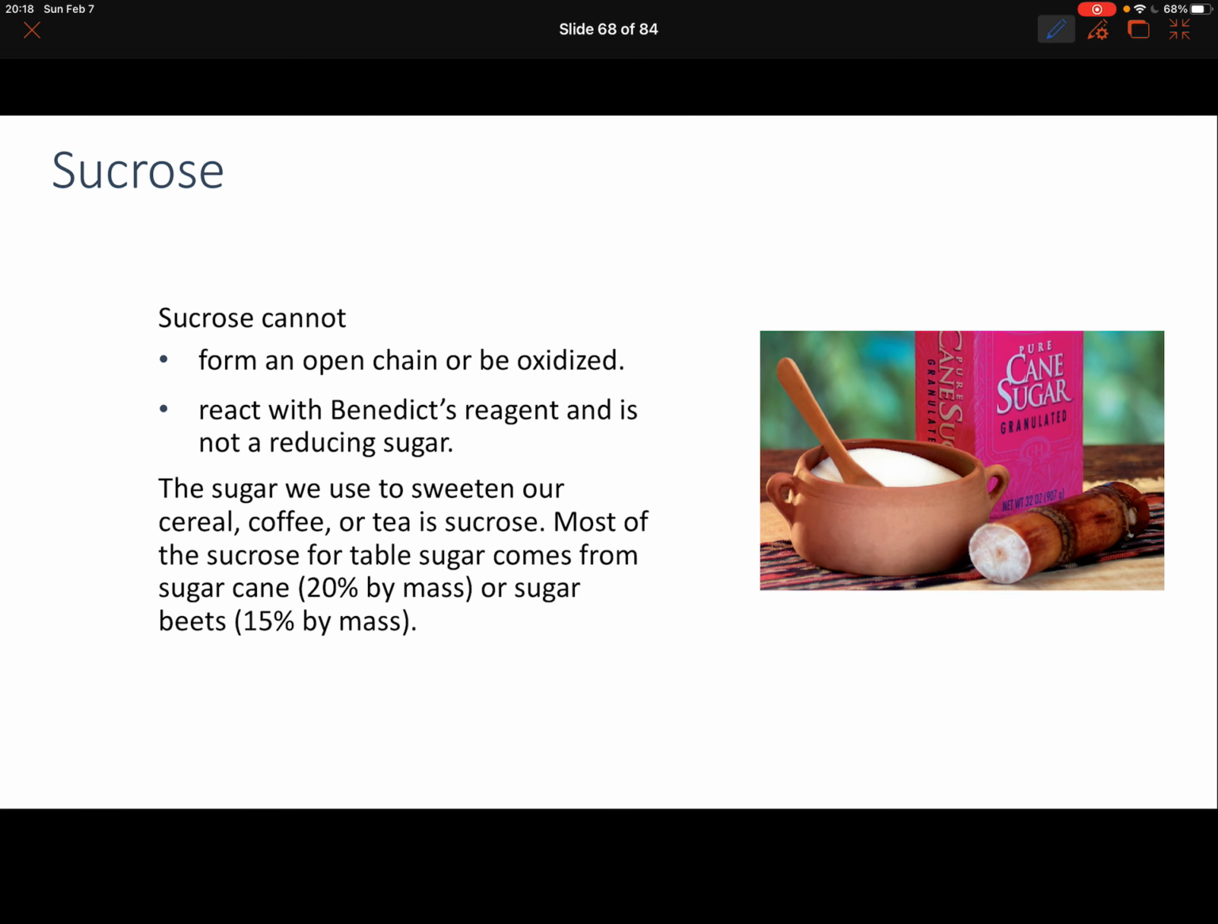Okay, sucrose. We talked about some of these things already. It can't be oxidized. It doesn't react with the Benedict's. The sugar that we use, again, we called it table sugar here. This is sucrose. We put it in our cereal or coffee or tea. Most of it comes from either sugar cane or sugar beets.